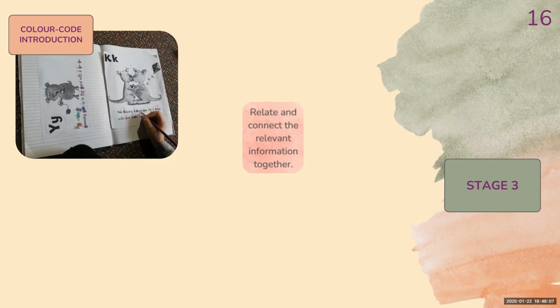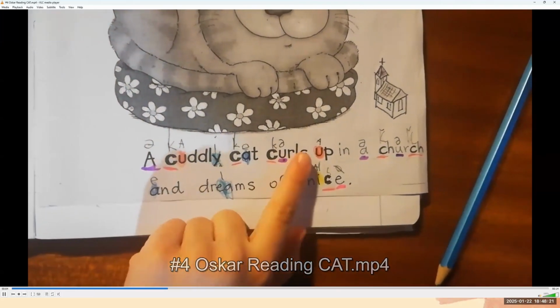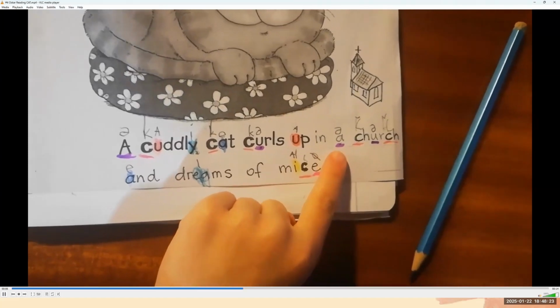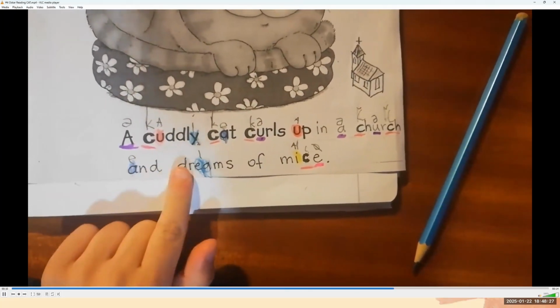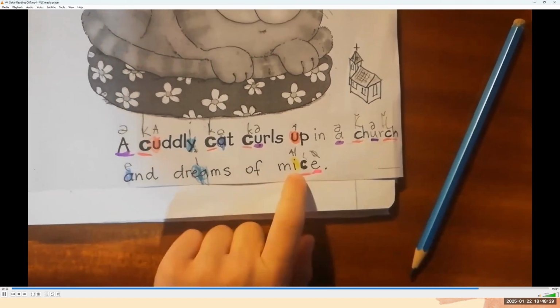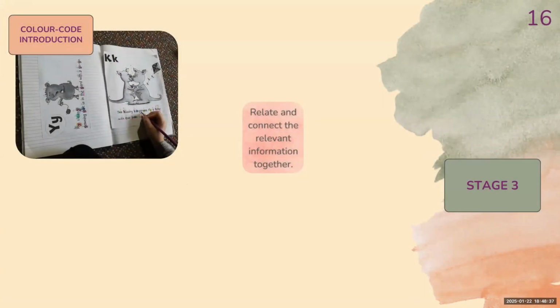And now I'm going to share with you how, after several lessons, when the whole color coding is done, children read this. A cuddly cat curls up in a church and dreams of mice. Well done.